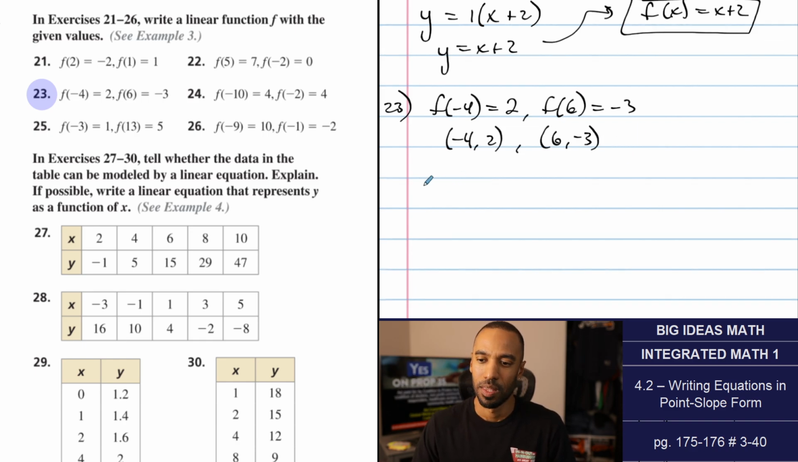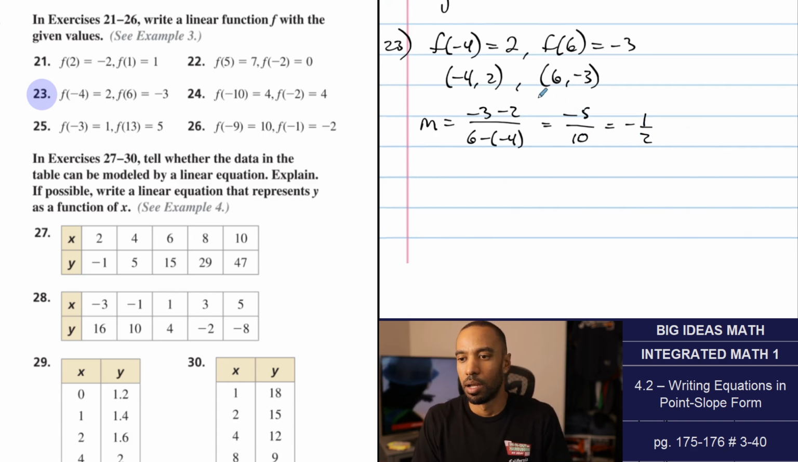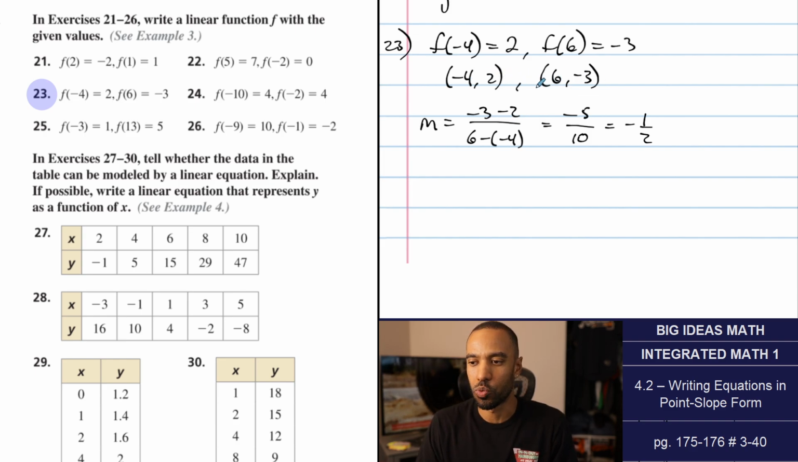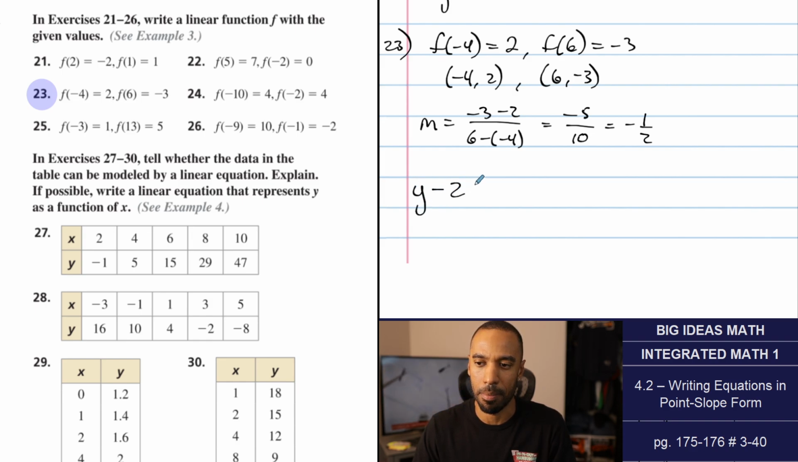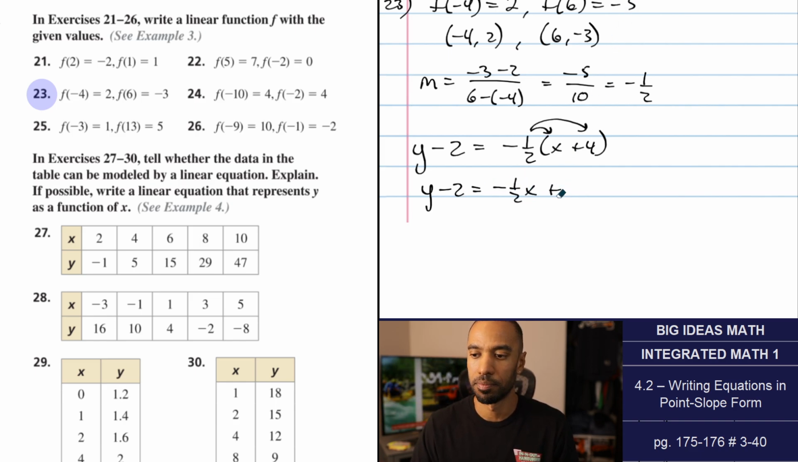All right. Let's do y2 minus y1 over x2 minus x1. That's -5 over 10 or -1/2. Doesn't look like it matters which one to choose here. Kind of your choice. I'll go ahead with this one. I'm going to get an equation that says y minus 2 equals -1/2 times x plus 4. -1/2 times 4 is -2. So y minus 2 equals -1/2 x minus 2, and I'm going to add 2 to both sides.